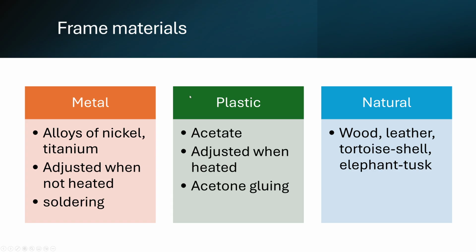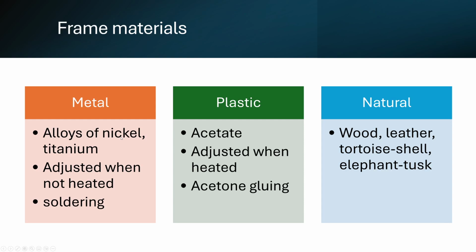Next up, I'm going to talk about the materials that can be used to make frames. We have basically three types of materials: metal, plastic, and natural. Metal and plastic being the most commonly used.